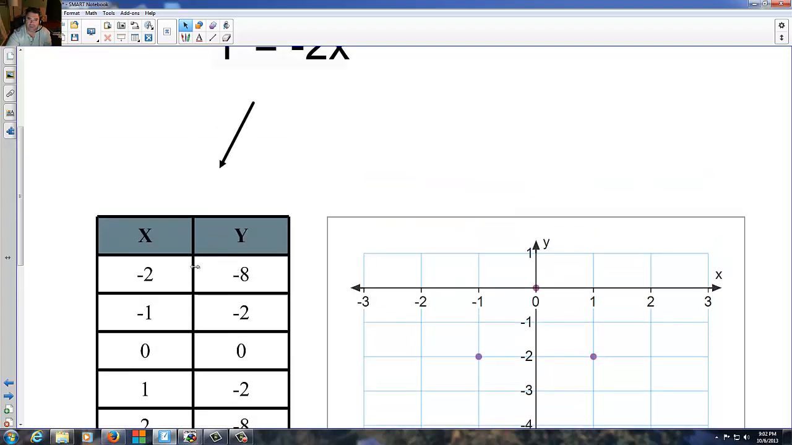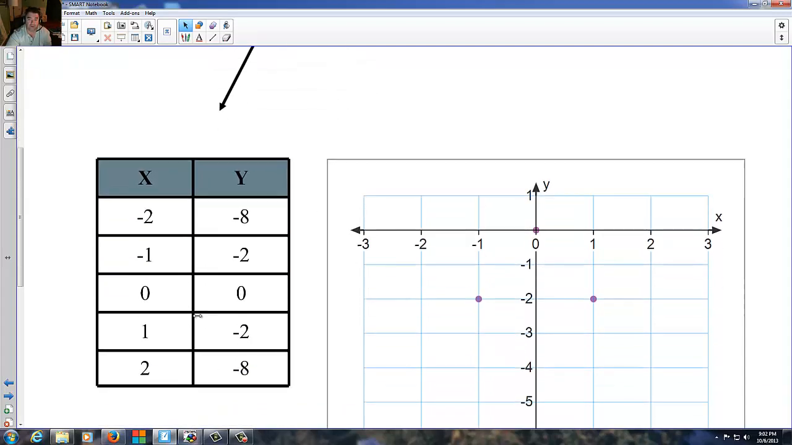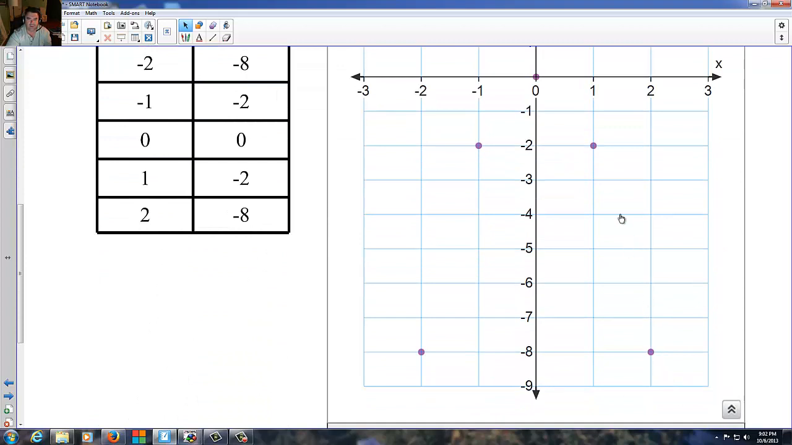Now, why am I getting negative values? Because negative 2 squared makes positive 4. Then 4 times negative 2 makes negative 8. Negative 1 squared makes 1. 1 times negative 2 is negative 2. 0 squared is 0. 0 times negative 2 is 0. And so on. And notice how it forms a parabola.